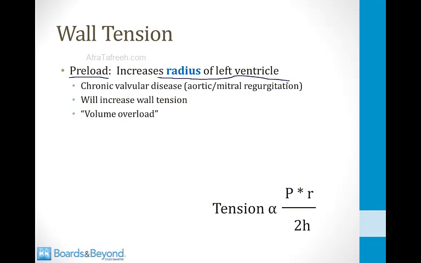This will increase the wall tension via the law of Laplace, because when the radius goes up, the wall tension goes up. This is called volume overload of the left ventricle. The two classic conditions to cause this problem are chronic valvular disease from aortic or mitral regurgitation. In both of these valvular disorders, blood is leaking through either the aortic or mitral valve, and therefore the left ventricle has greater preload, and this can lead to increased wall tension via the law of Laplace.